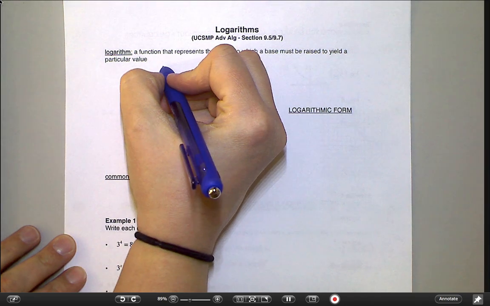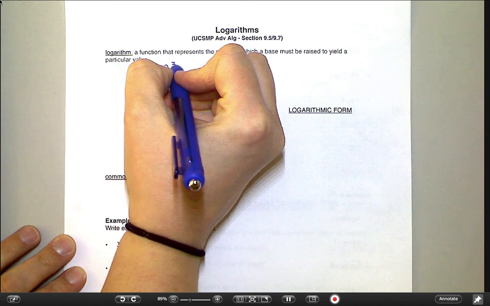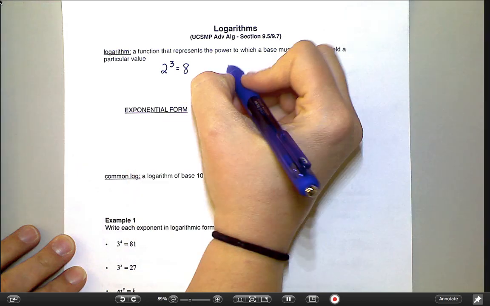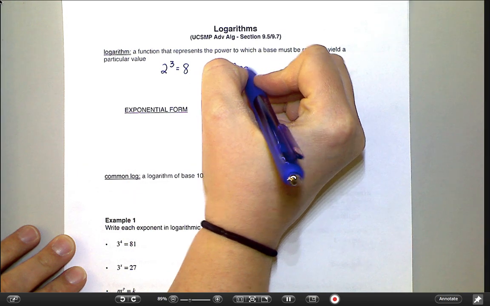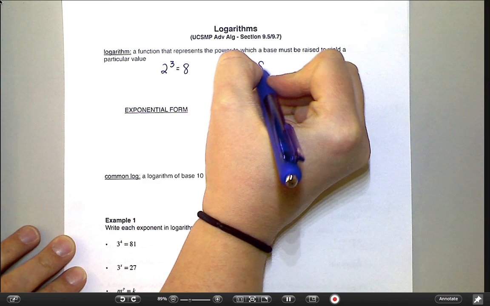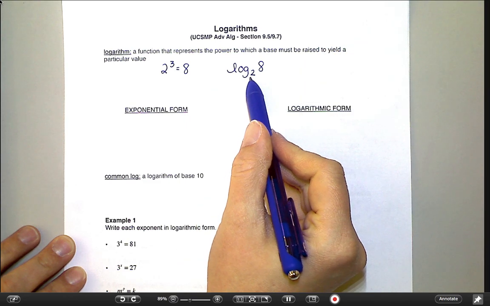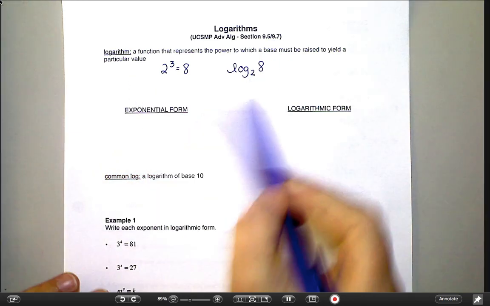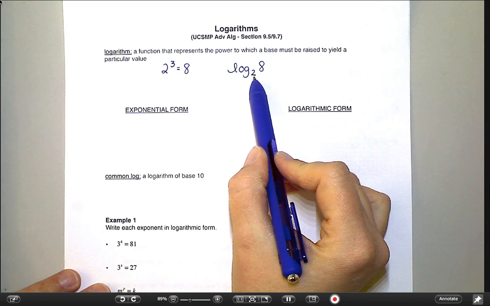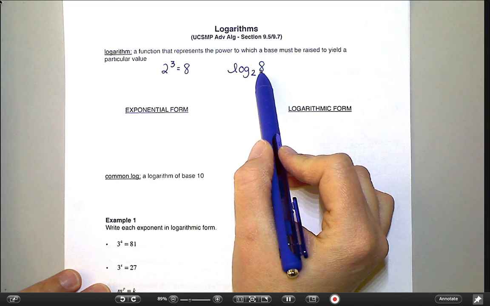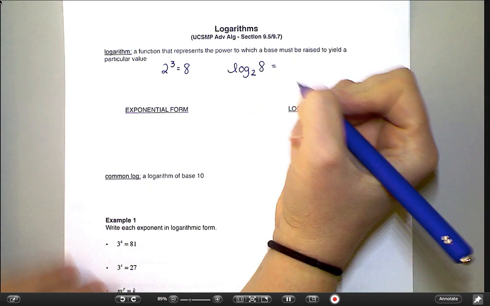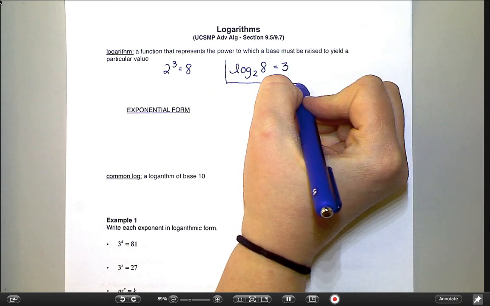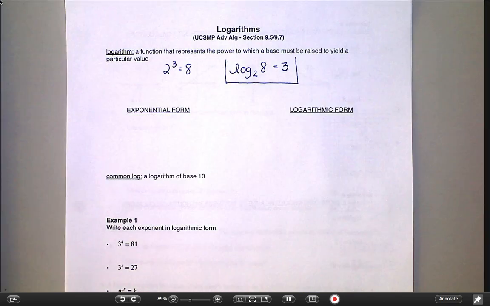So, for example, we know that 2 to the third power is equal to 8, okay? So what a logarithm does is it's written this way: log base 2 of 8. And that 2 is a subscript 2, a little 2 set below the line. And what this question is asking is what power turns a 2 into an 8? And then we would say the answer is this exponent here. The answer is 3. This is how we would write this in logarithmic form. Okay? Log base 2 of 8 equals 3.